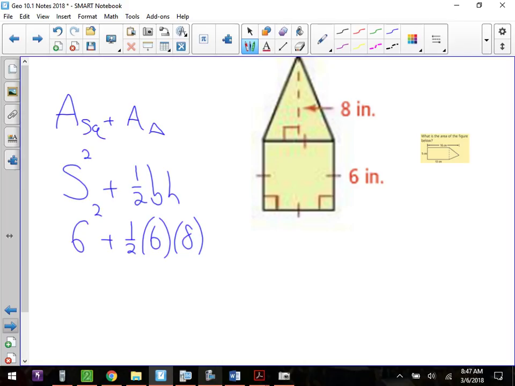You get how much, Josh? 60? So you have 36 and 24. You get 60. 60 square inches. Don't forget the label. 36 and 24.